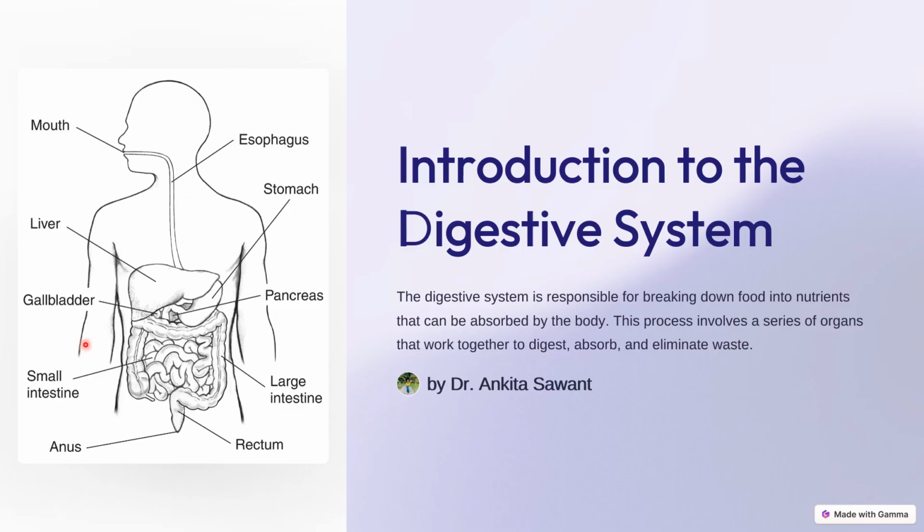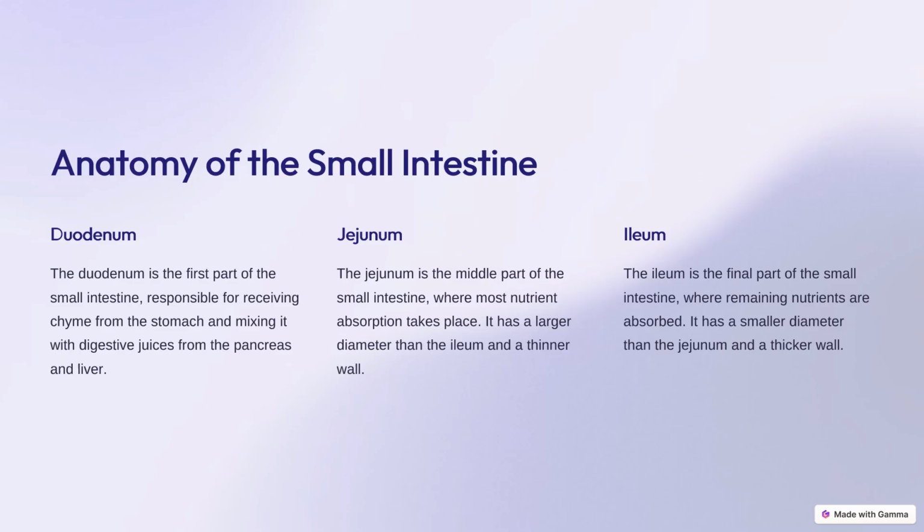Okay, so this is all about this diagram. We can see the whole digestive system: esophagus, stomach, pancreas, small and large intestines, gallbladder, liver, anus, rectum. Okay, so first we'll see the anatomy of the small intestine.